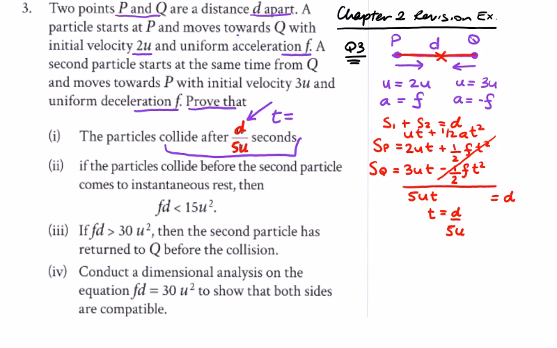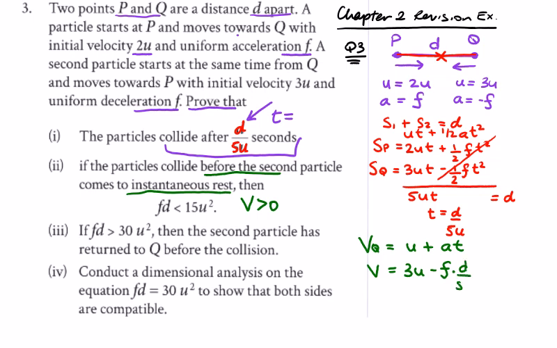So in the next part we're asked to prove that if the particles collide before the second particle comes to rest, then something holds. So what are they trying to tell us here? Before it comes to rest, its velocity will be greater than 0. So the velocity of the second particle Q will be equal to u plus at. So this velocity has to be greater than 0. So the velocity, 3u, the initial velocity, minus f times time, which is d over 5u, will have to be greater than 0.